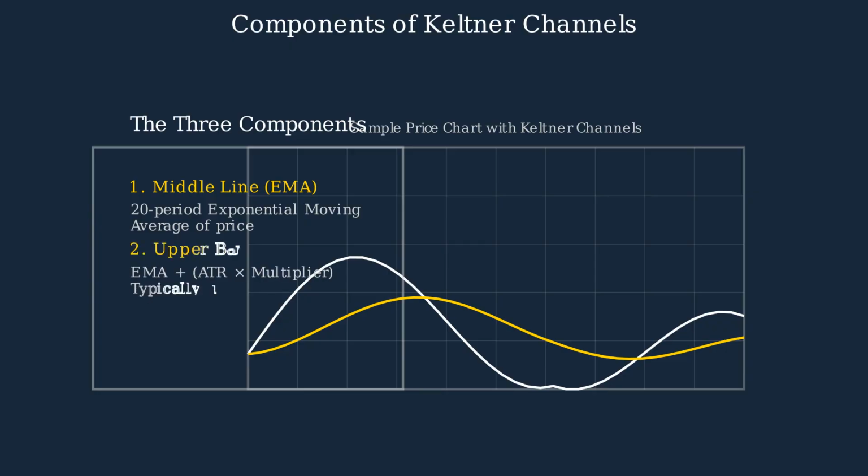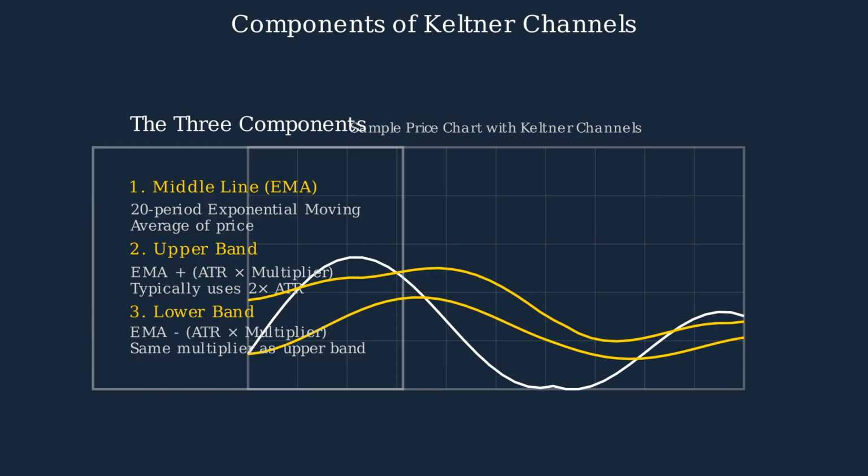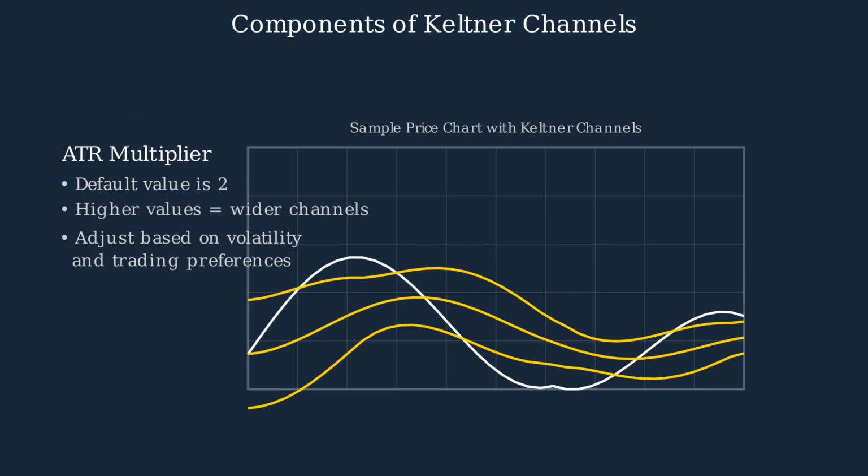The second component is the upper band. This is calculated by adding a multiple of the average true range, or ATR, to the EMA. The third component is the lower band, which is calculated by subtracting the same multiple of the ATR from the EMA. The ATR multiplier determines how wide the channel will be. The default value is 2, but this can be adjusted based on your trading preferences.